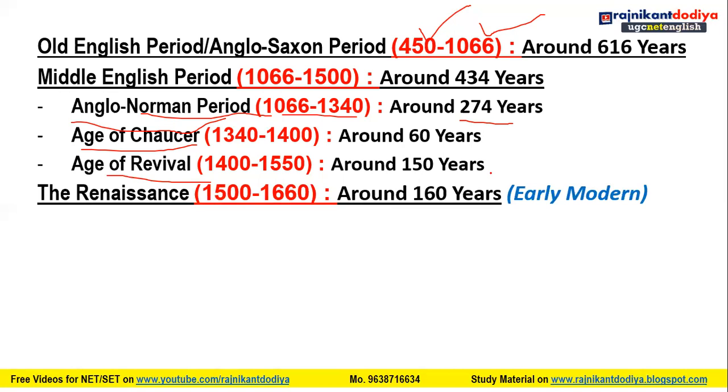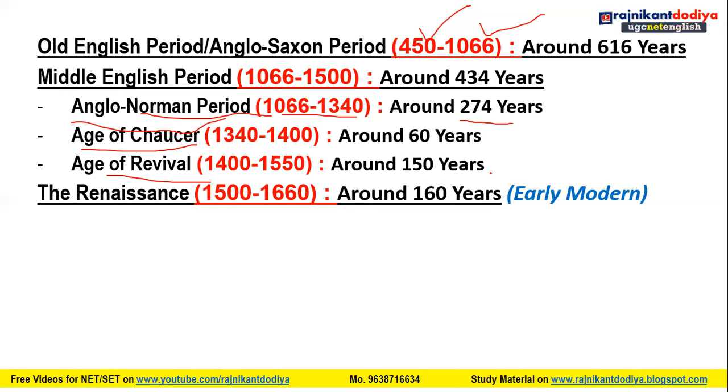Then the Renaissance. Renaissance covers the period of 1500 to 1660, around 160 years. And this particular age, Renaissance, is also known as the early modern period. So don't be confused by this word early modern, because the modern age is different and this early modern is different. Early modern is relevant to Renaissance. Renaissance is also considered as the early modern period of English literature.